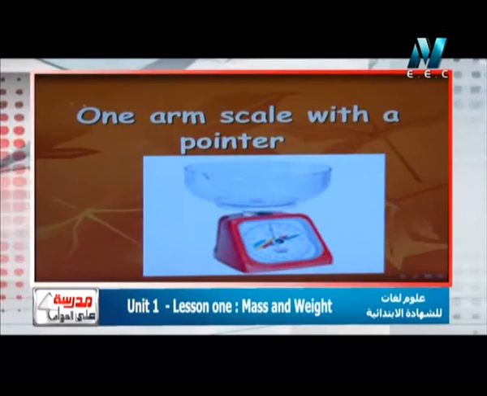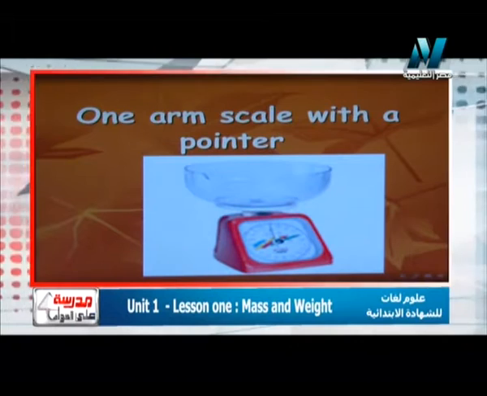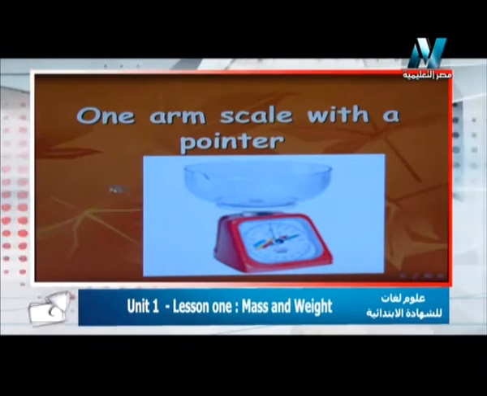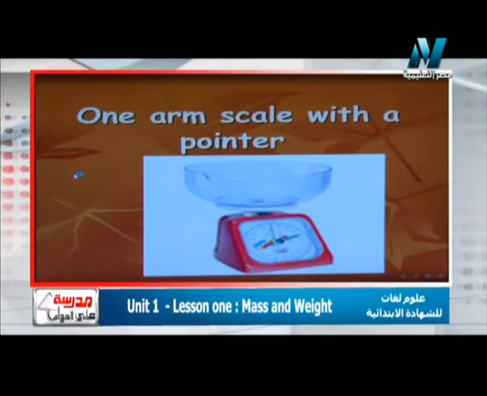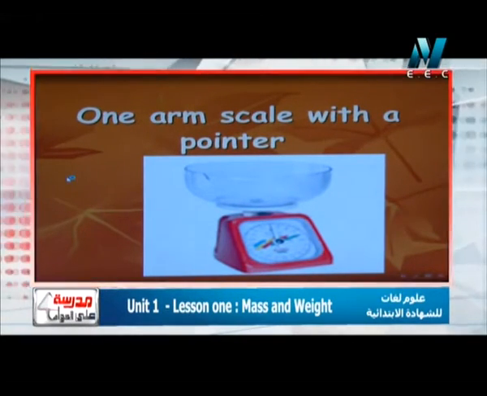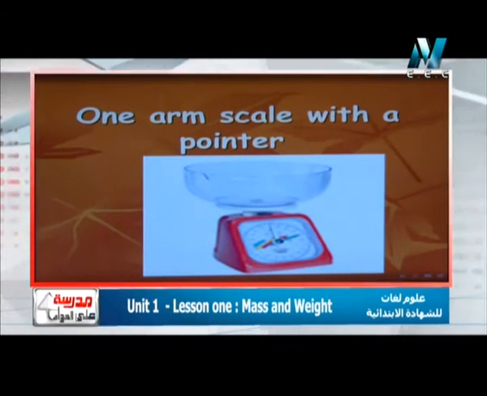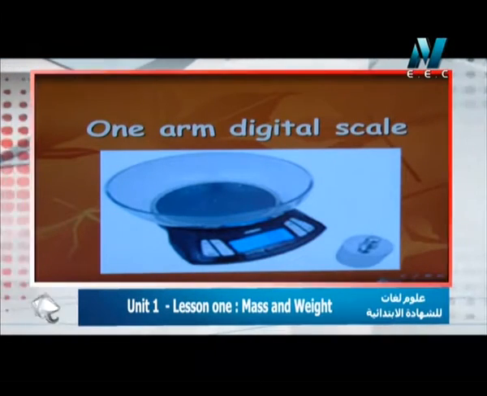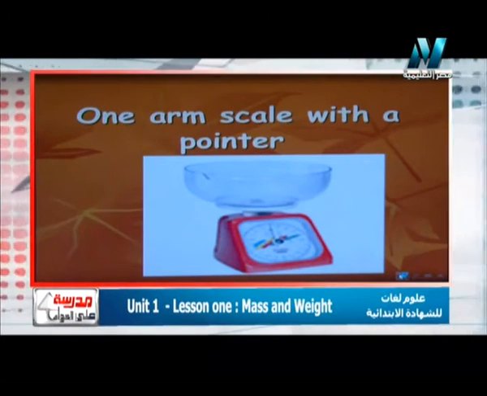Another picture, the one-arm scale with a pointer, the scale with a single pan that has a pointer, and we use it for measuring the mass of fruits or vegetables. Again, we have two examples of the one-arm scale: the one-arm digital scale, and the other one is the one-arm scale with a pointer.